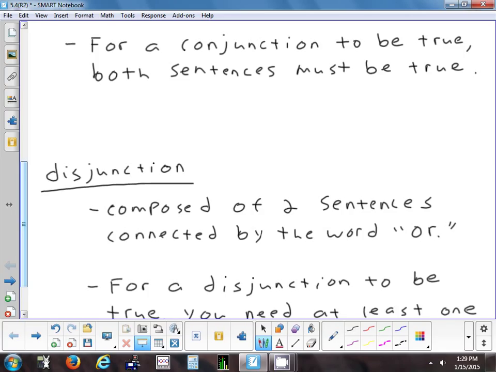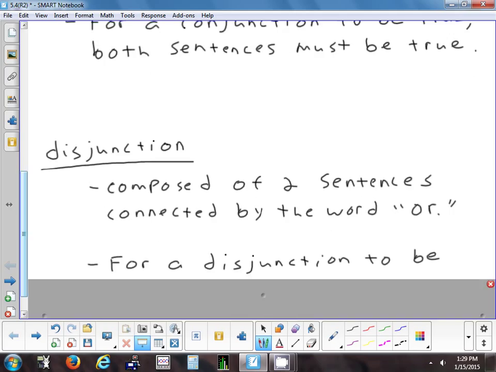Okay, so a disjunction is composed of sentences. In math, if you say x is larger than 2, that's a mathematical sentence. X is greater than 2. Or we could also do an English sentence. Let's go back to the examples we used before.